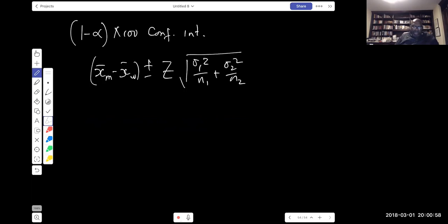And so all I would need to do is to substitute the values. So that's the point estimate. Point estimate is this piece right here. And this part right here is your margin of error.